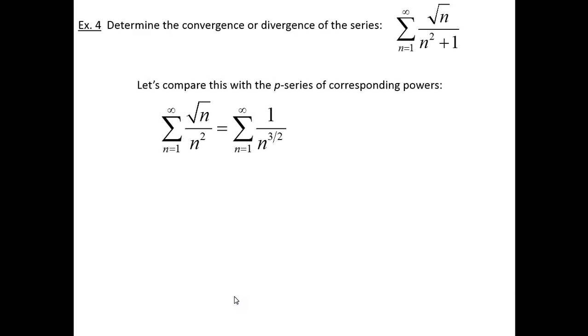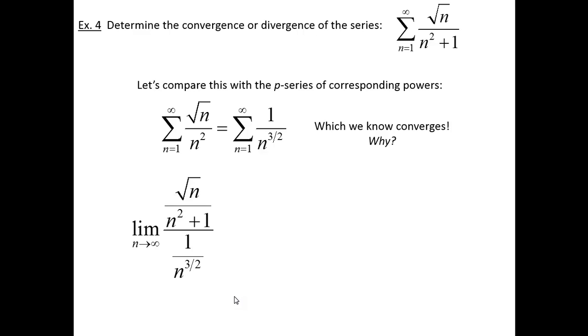Okay, let's try this one. Determine the convergence or divergence of the series. We have square root of n over n squared plus 1. Think about what p-series this looks close to. We could compare it to the square root of n over n squared, which is the same as 1 over n to the 3 halves. And what does 1 over n to the 3 halves do? It converges because p is greater than 1.